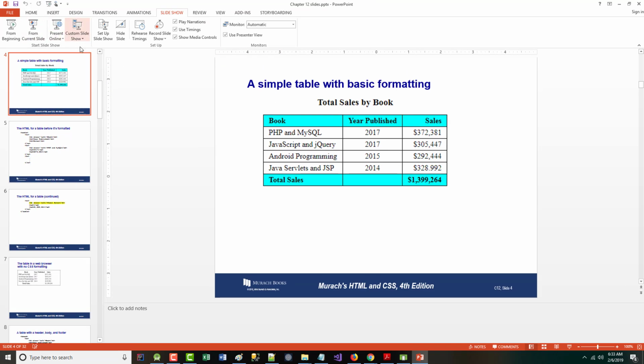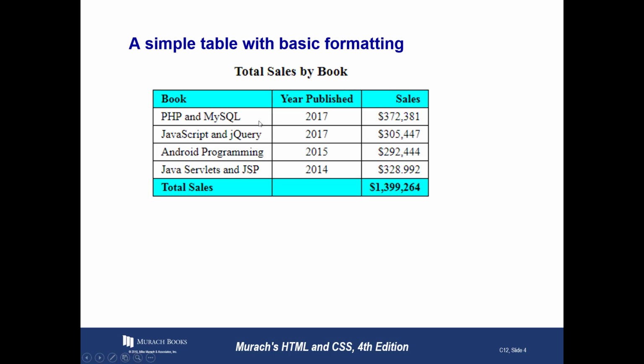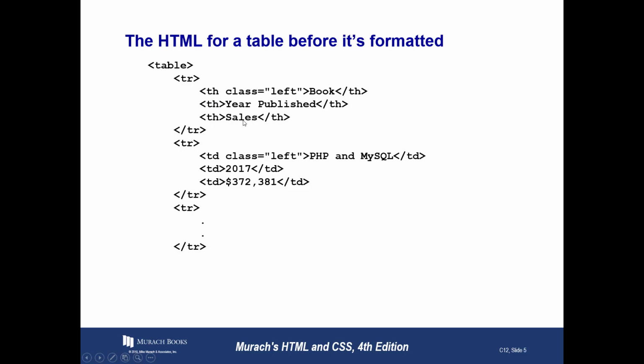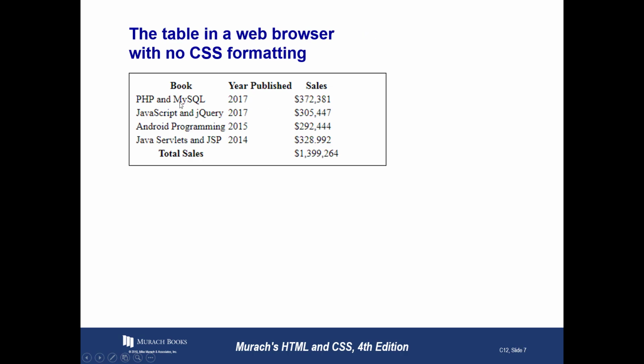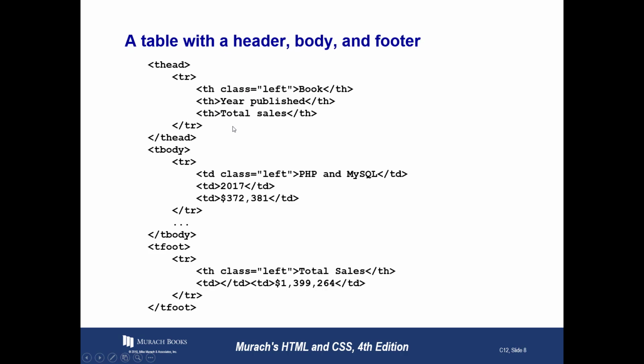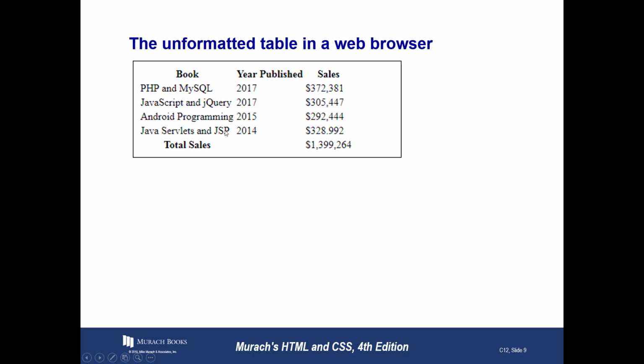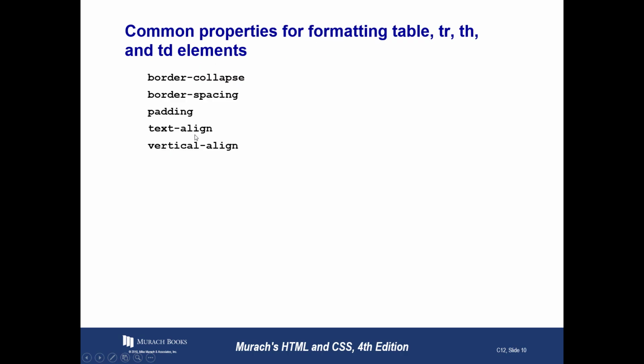There was a simple table with basic formatting. Here's what they used for it. They have class equal left. I want to look at their HTML or their CSS. When they first did it, this is what it looked like, so there's no formatting on it whatsoever. And this is what they have. So that's the unformatted table in a web browser.